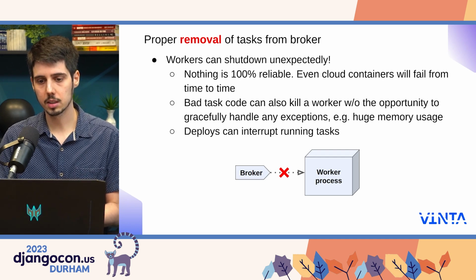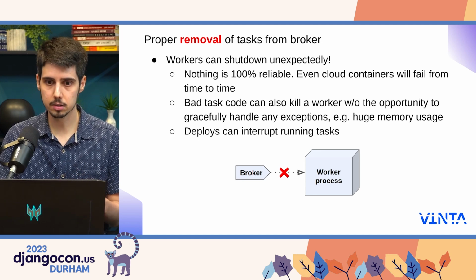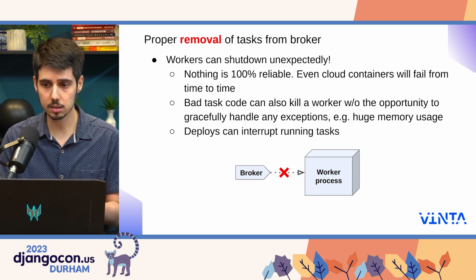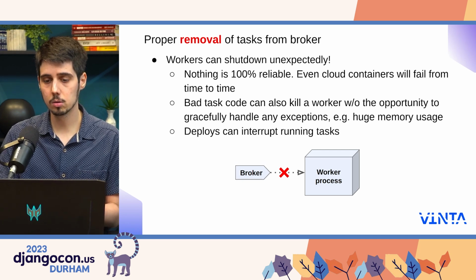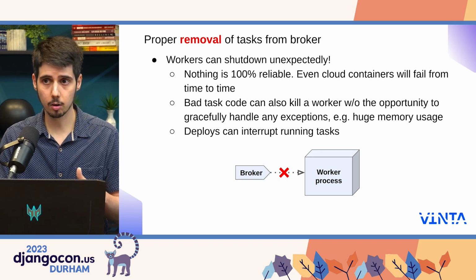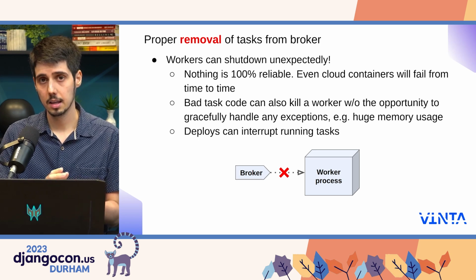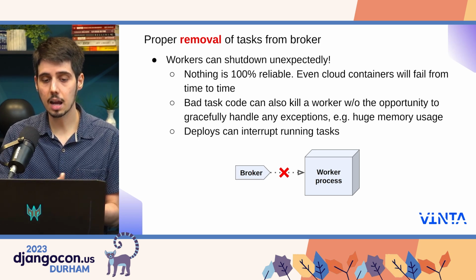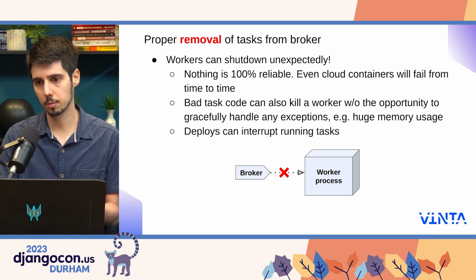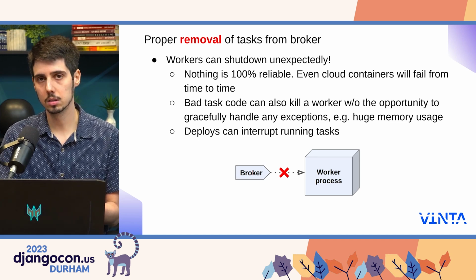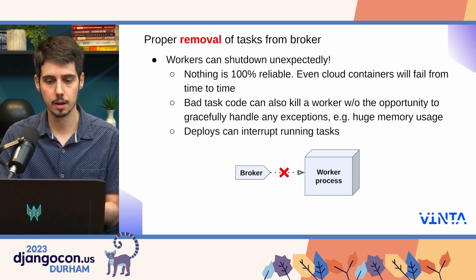Nothing is 100% reliable, even if you take care to not have memory errors and stuff like that. Even cloud containers will fail from time to time. Any kind of bad task code can also kill a worker, such as bad arguments, memory errors, stuff like that. You can have errors where you don't have any time to capture exceptions because, for example, the kernel might just kill the worker process if it's using too much memory.